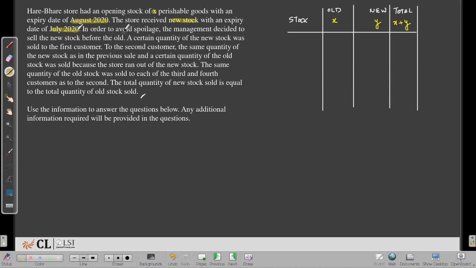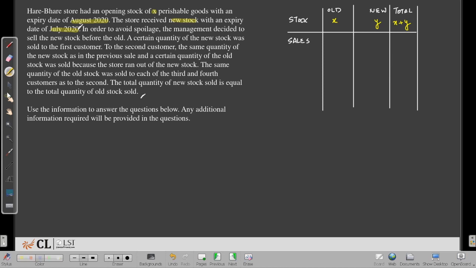In order to avoid spoilage, the management decided to sell the new stock before the old stock. Perfect. That is easy to interpret. First the new stock and then the old stock. Till the time the new stock finishes, then the management sells the old stock. Which means the next piece of information is about the sales. We have to capture that information.